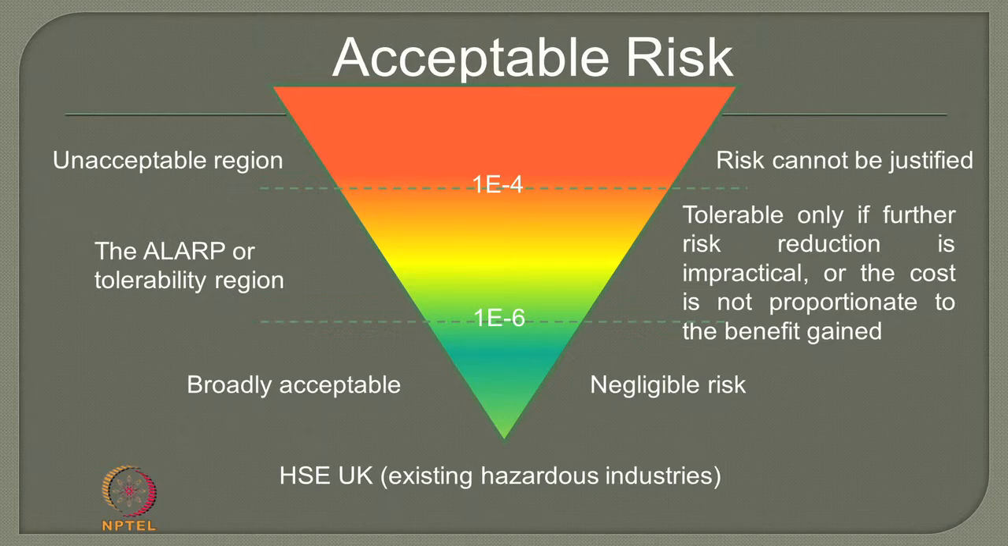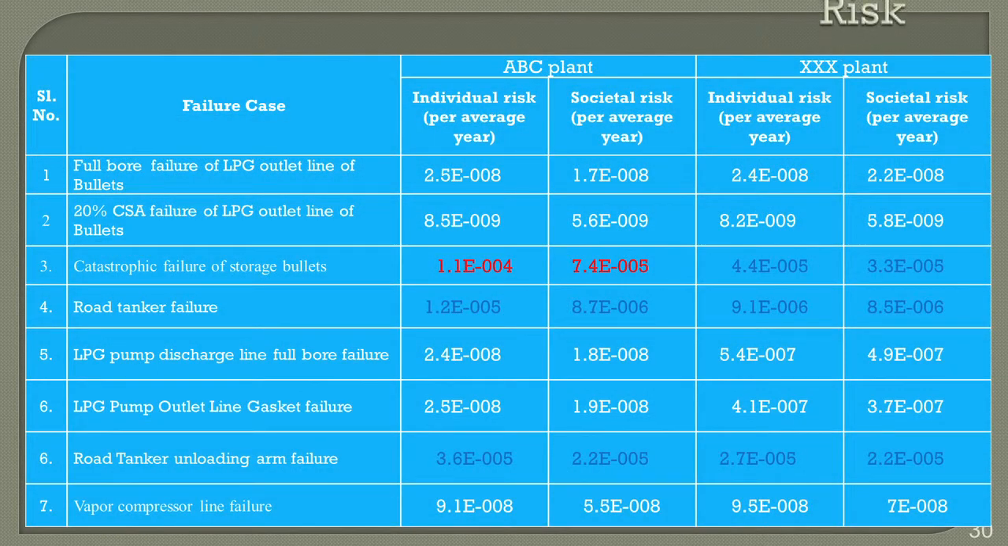Now, I compared this and the table now shows the comparison. So, the table shows very clearly that the catastrophic failure of storage bullets at a specific plant location, both individual and societal, fall in the unacceptable range, whereas some fall in the alarm region, whereas the remaining fall in the acceptable or broadly acceptable region.